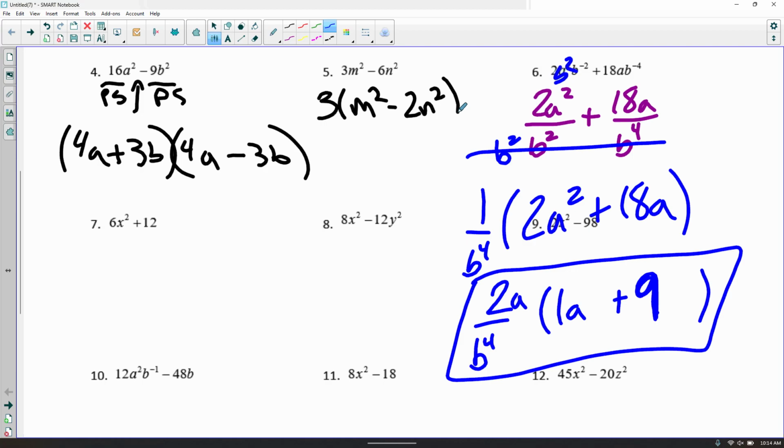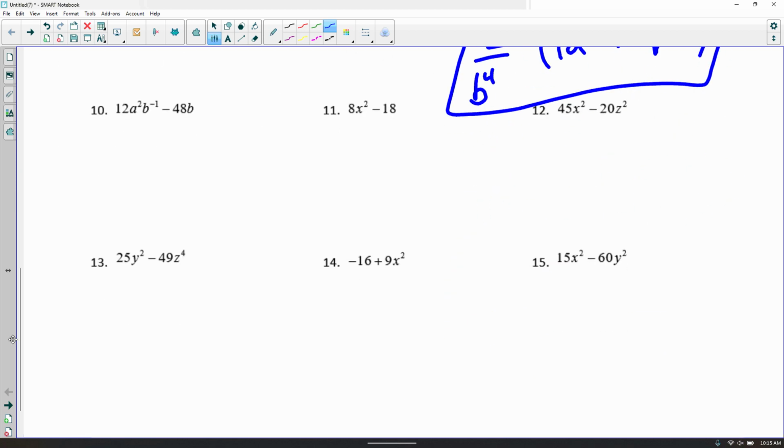Okay? If I have three terms, it is not going to be this pattern at all. It's just going to be a GCF. Okay? So that's what we're kind of looking for. So hopefully you can do this. All right? Yeah, what's common? 20. Take 5 out. 9x squared minus 4z squared. And then from there, you have 3x plus 2z and 3x minus 2z.